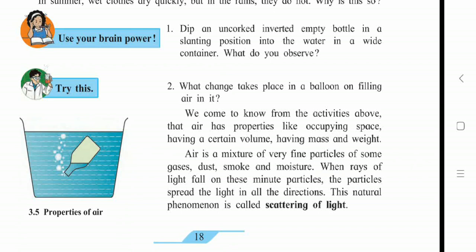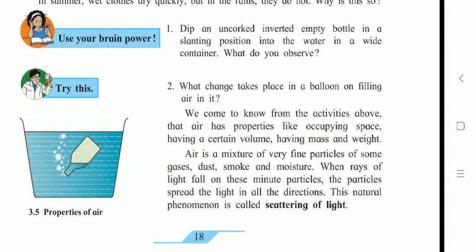You may observe this example with the help of a torch also, student. If you switch on a torch and rotate it in a dark area, you can observe the scattering of light. In a straight way, in all directions, the spreading of light is there. And in air, a lot of minute particles are available which cannot be seen with our naked eyes, but we can see them in sun rays.